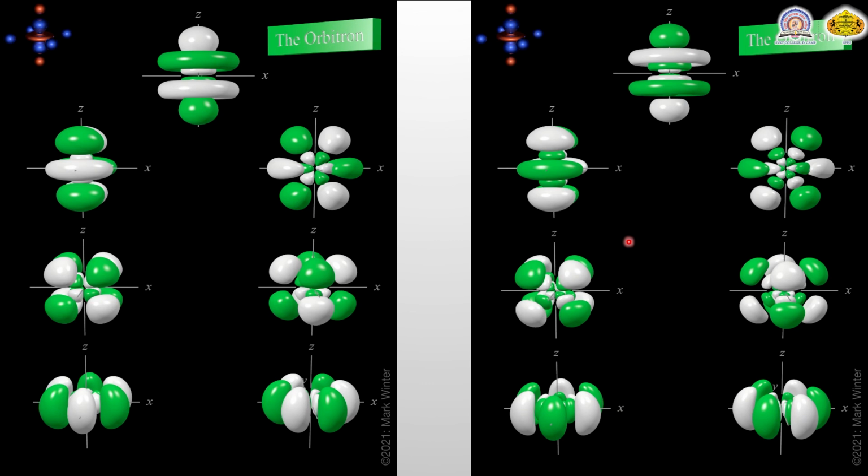For example, in an exam, if you need to calculate the radial node for a particular orbital given in the question, just apply the formula: radial node is equal to n minus L minus 1. So we can calculate the different types of nodes in different orbitals.